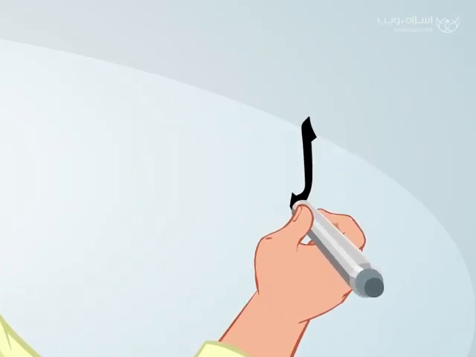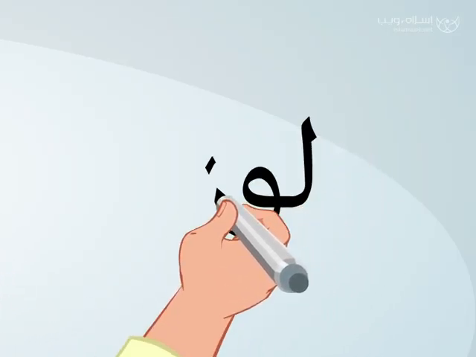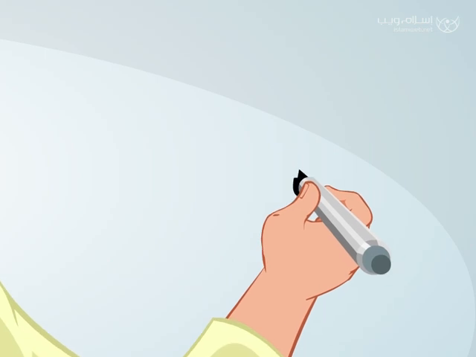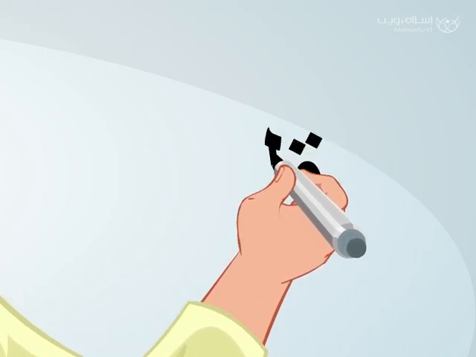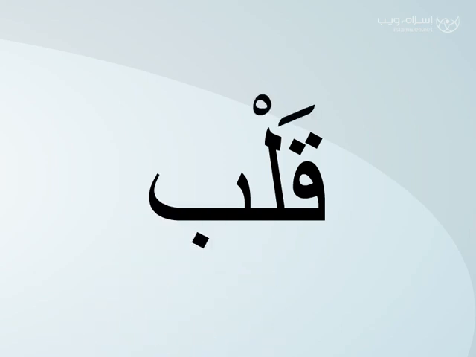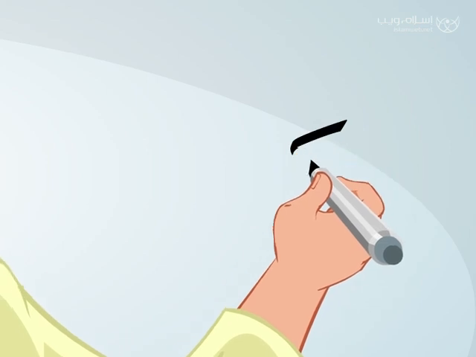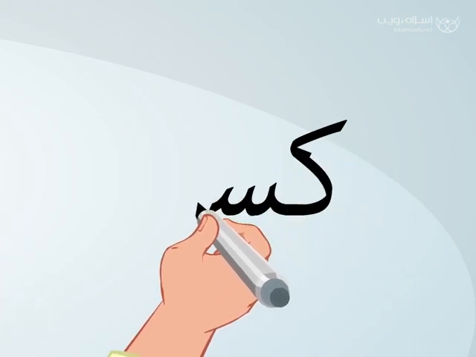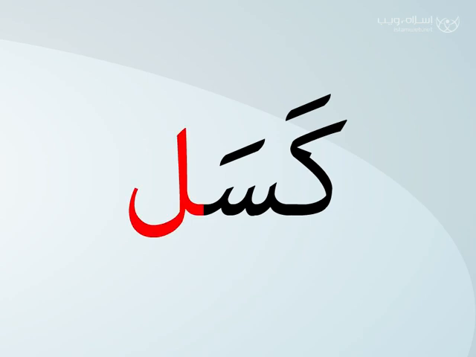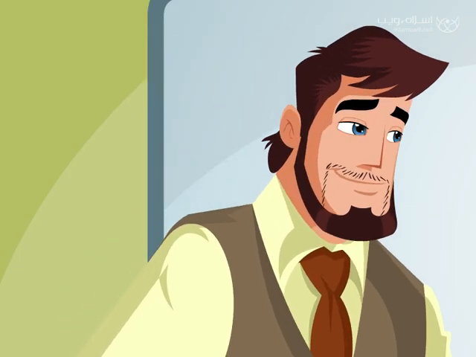This is how we write lam at the beginning of the word, like this example. Lawn, which means color. This is how we write lam at the middle of the word, like this example. Qalb, which means heart. And this is how we write lam at the end of the word, like this example. Kasal, which means laziness. Let's see the next letter.